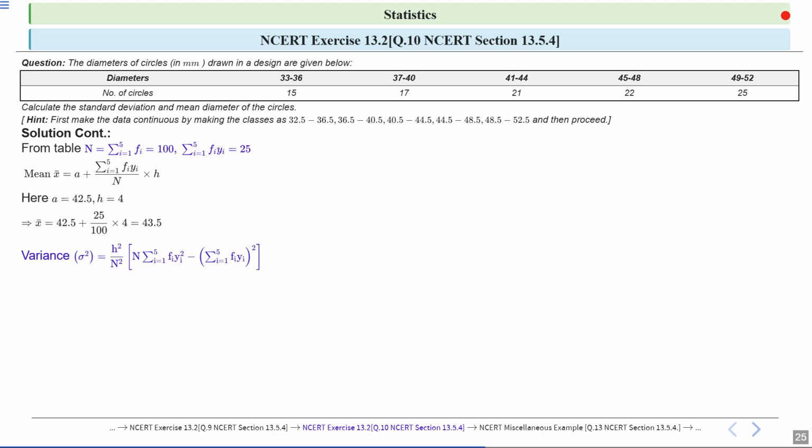Now let's move on to the variance, which is a measure of how spread out the diameters are. The formula for variance using the shortcut method is variance sigma squared equal to h squared divided by n squared times n times summation from i equal to 1 to 5 of fi times yi square minus summation from i equal to 1 to 5 of fi times yi whole squared.